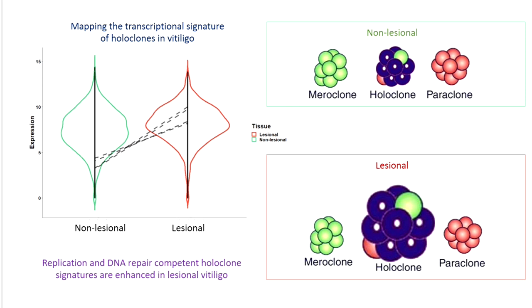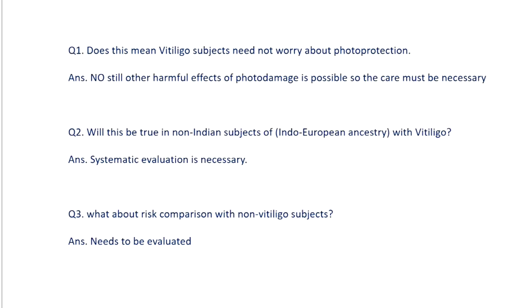What also caught our attention was that in the cancer field and also in cultured keratinocytes, it is becoming evident that there are different kinds of proliferative populations, called meroclones, holoclones, or paraclones. One of the hallmark features of the holoclone populations is their ability to repair DNA with high proliferative capacity. When we map the transcriptional signature of vitiligo lesions, we find that the holoclone populations are in fact expanded in vitiligo lesions.